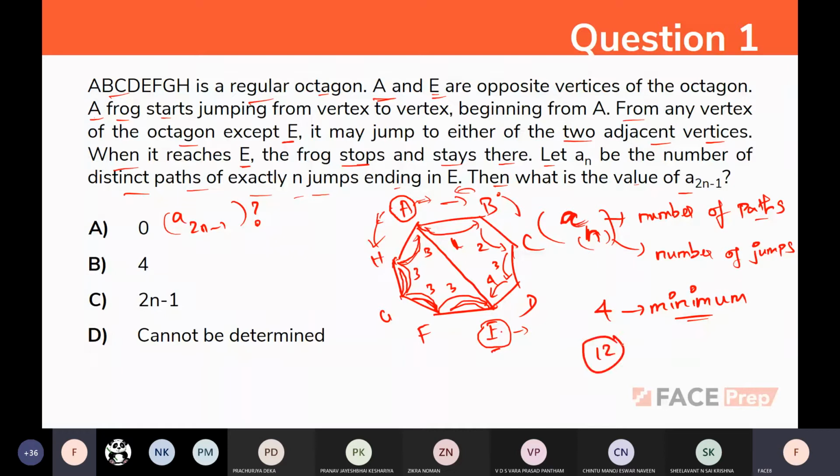So what we have inferred from this is that the frog can jump from A to E in an even number of jumps only. You can consider whatever path, it can reach from A to E only in even jumps. You can draw whatever path you want, it will be an even number only at the end. So as I said in the first question, the even number representation is 2n. It can reach A to E in 2n jumps only.